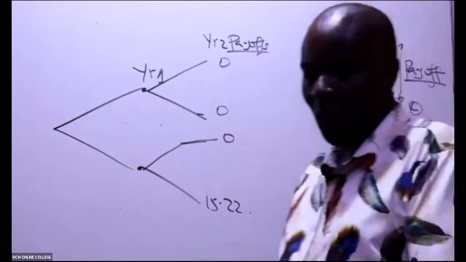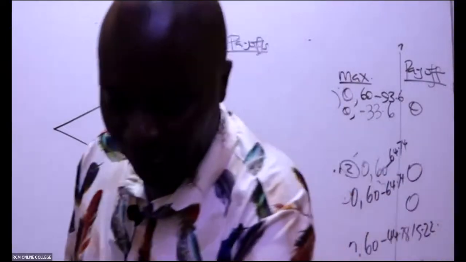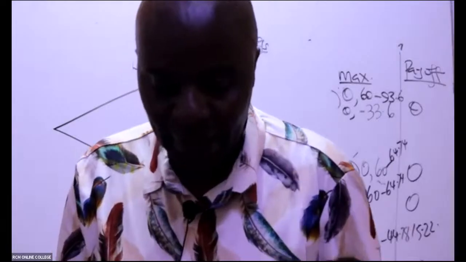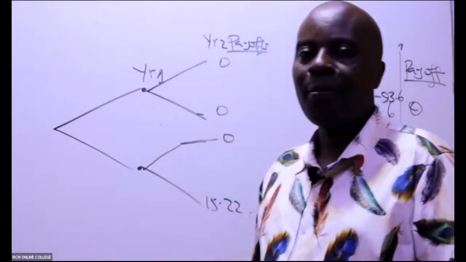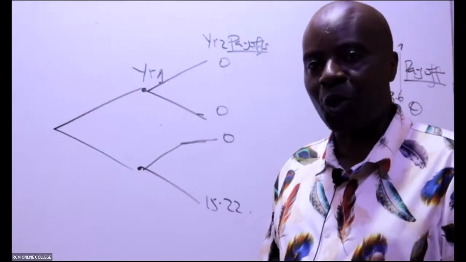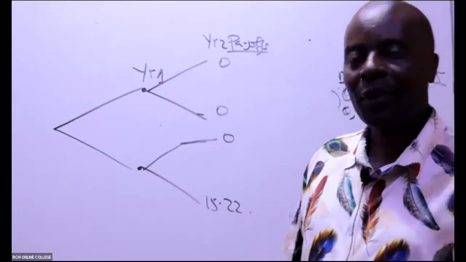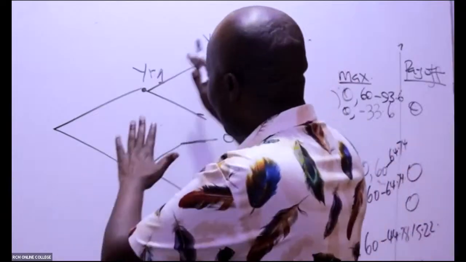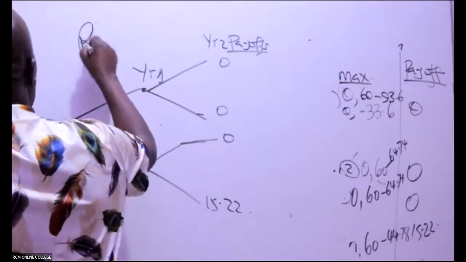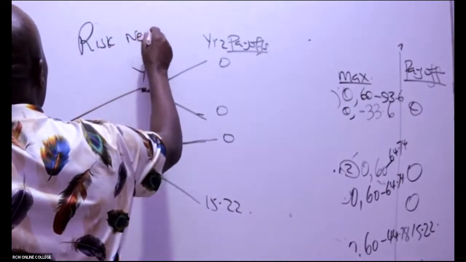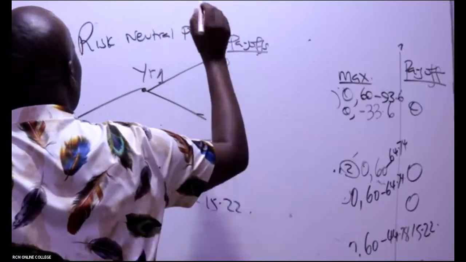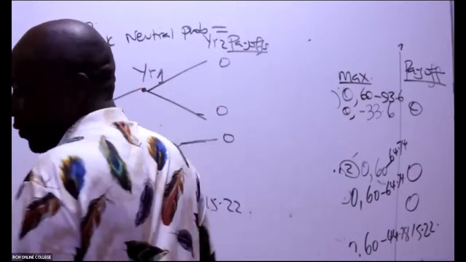Now, ladies and gentlemen, after you do that, you'll be able to get to almost our last step, called probability calculations. You give us what we call the risk-neutral probability. So after you finish doing this, come and give us the risk-neutral probability.